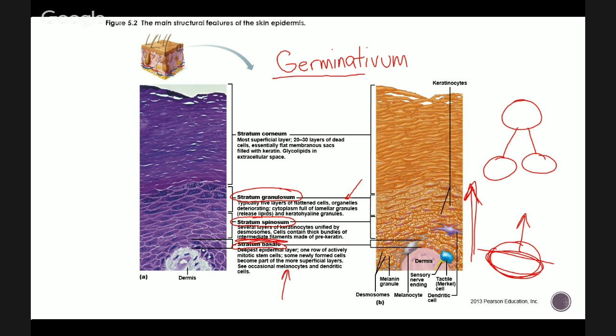Now the cytoplasm is full of what we call lamellar granules, which release lipids. This is what waterproofs your skin, because remember, lipids and water don't mix. So this is where the waterproofing abilities of your skin start to take place. And these cells are full of granules, keratohyalin granules. Now they're becoming keratinized.